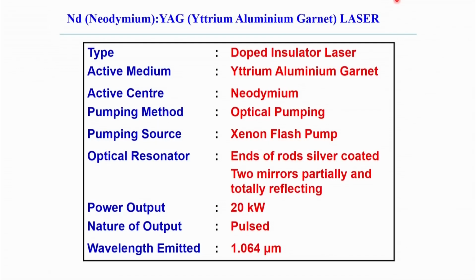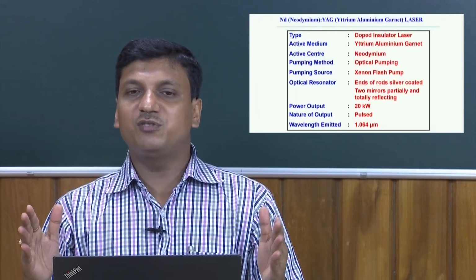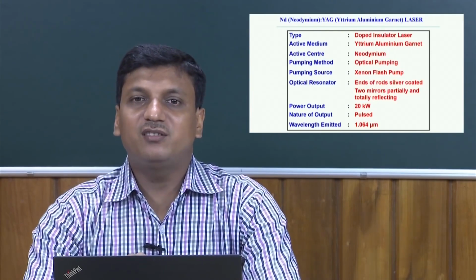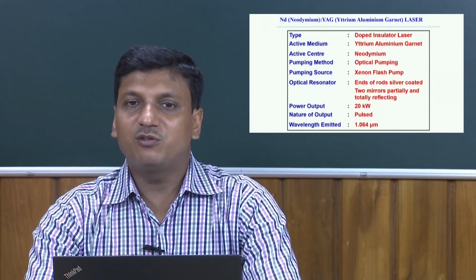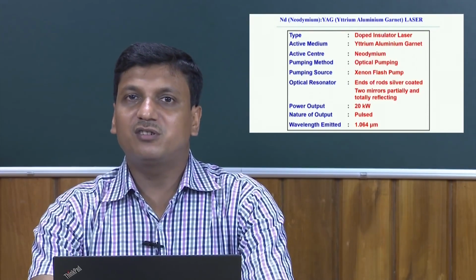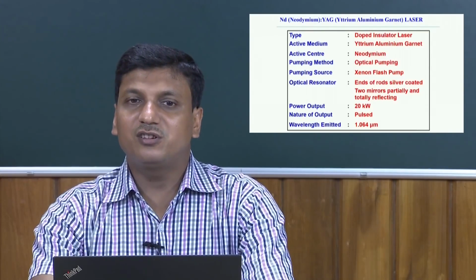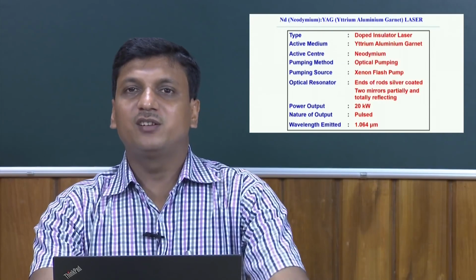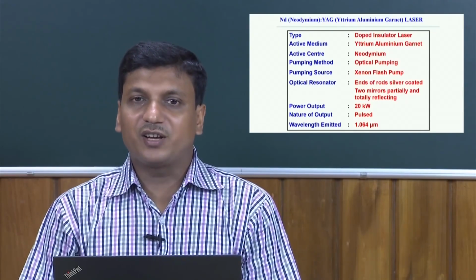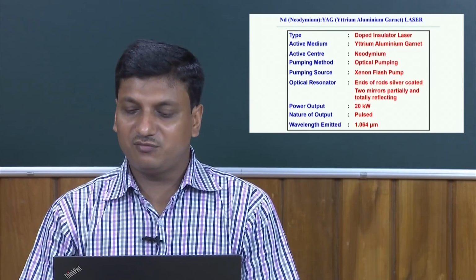For the optical resonator, the ends of the rods are silver coated, and we put two mirrors, partially and totally reflecting, so that they act as reflectors, and finally the beam is produced and directed in a specific direction. Typically this Nd:YAG laser has an output power of around 20 kilowatt maximum, and the output is a pulsed laser. Pulsed laser means the pulse energy varies with respect to time. The wavelength for this Nd:YAG laser is 1.064 micrometer. So this is all the critical information for the Nd:YAG laser, which is most commonly used not only in welding.